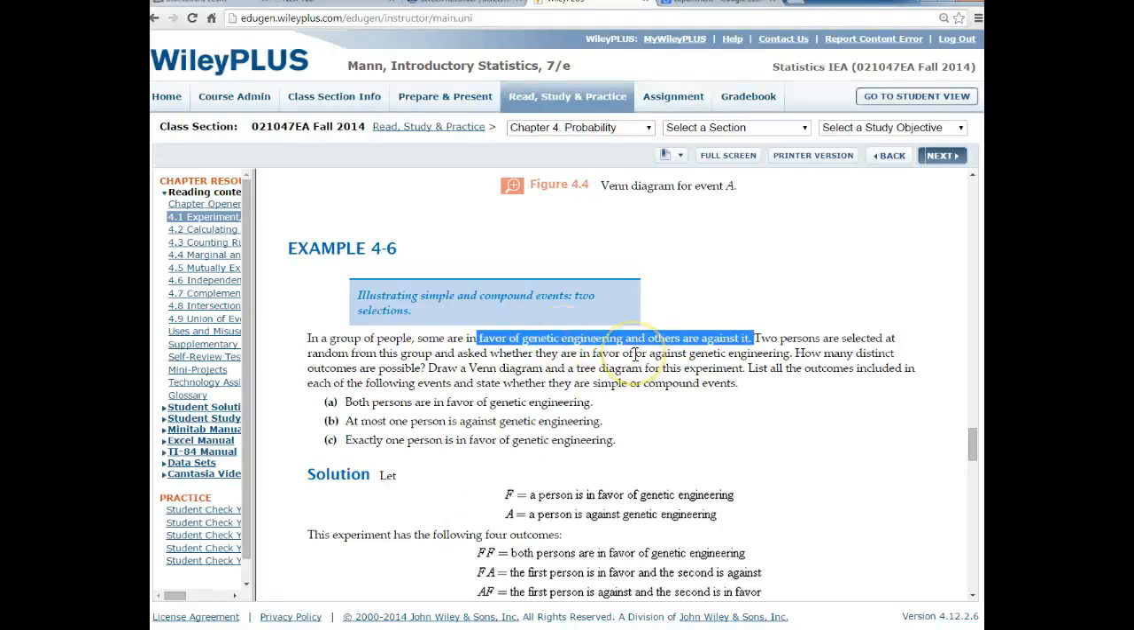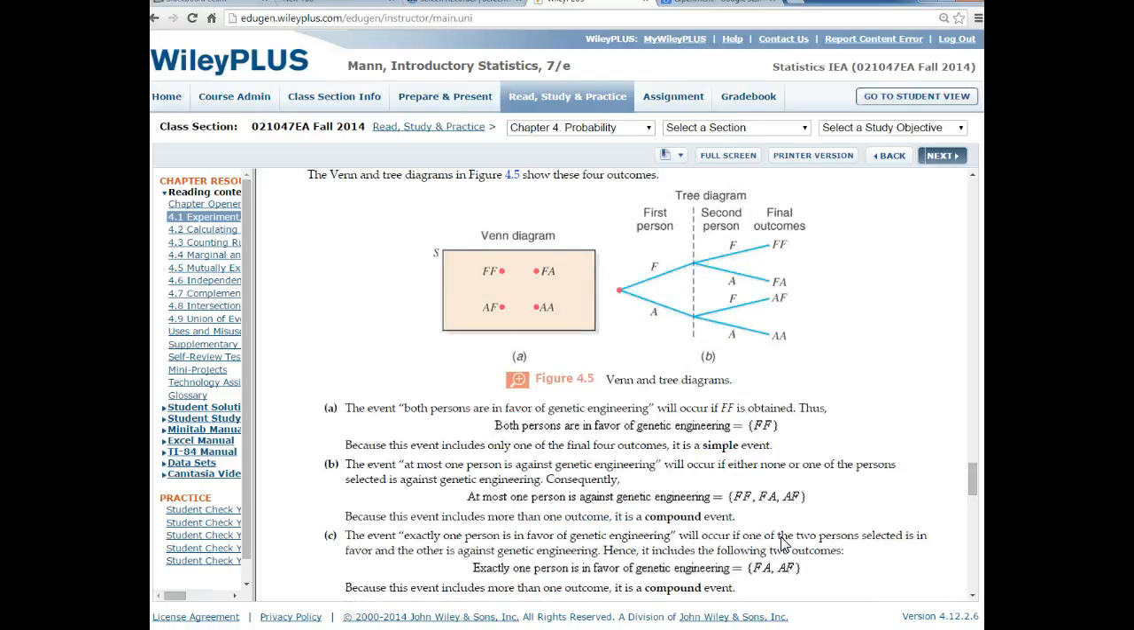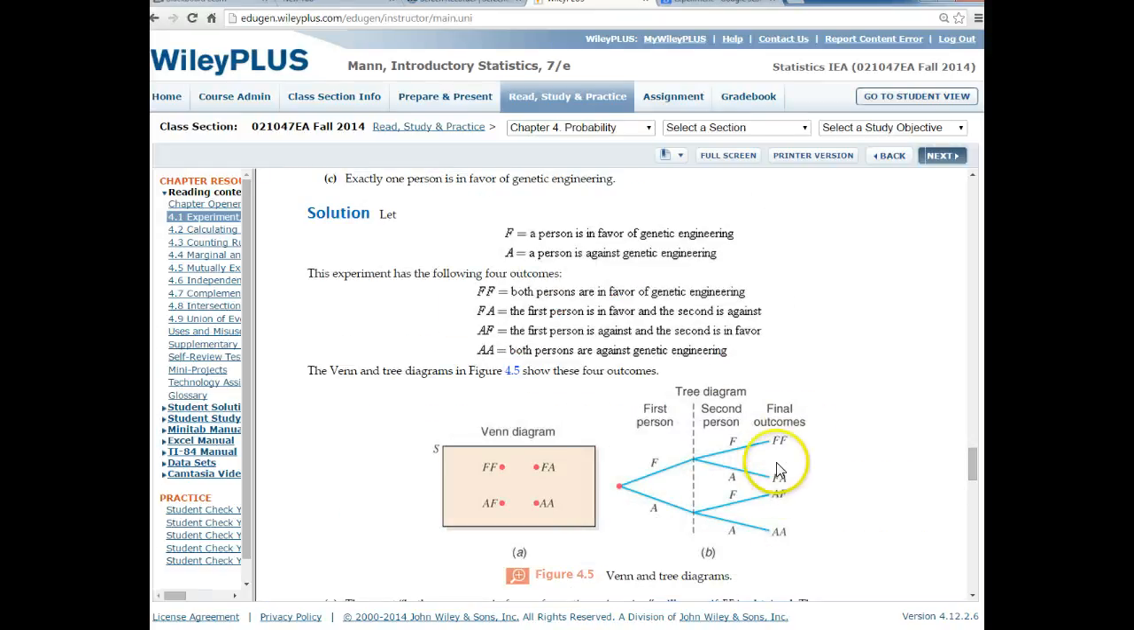All right, so anyway, here they said in a group of people, some are in favor of genetic engineering and some are against it. 2 people are selected at random from this group and asked whether they are in favor or against genetic engineering, right? So we can record the first person as either F or A, and the second person is either F or A, right? So what's the set of possibilities for 2 people? Well, the first person could be F and the second person could be F. The first person could be F and the second person could be against. A and F and A and A, right? So we get these outcomes. So the sample space looks like, they didn't write it, but it looks like these 4, right?